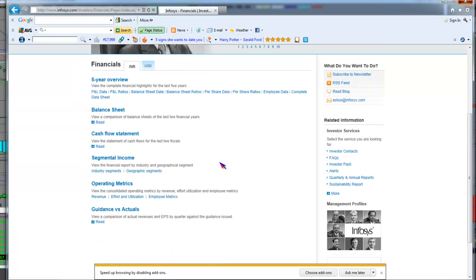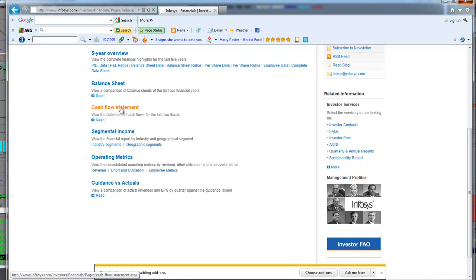And you can take a look at their balance sheet, their cash flow statement, their operating metrics, and their guidance versus actuals. View a comparison of actual revenue and earnings per share by quarter against the guidance issued. That's always important because these are going to be the key core elements that will come out when they first report. There's going to be a headline number. Then we're going to start getting into what these things mean. And we're always going to want to measure what the guidance is. What the guidance is. Okay?